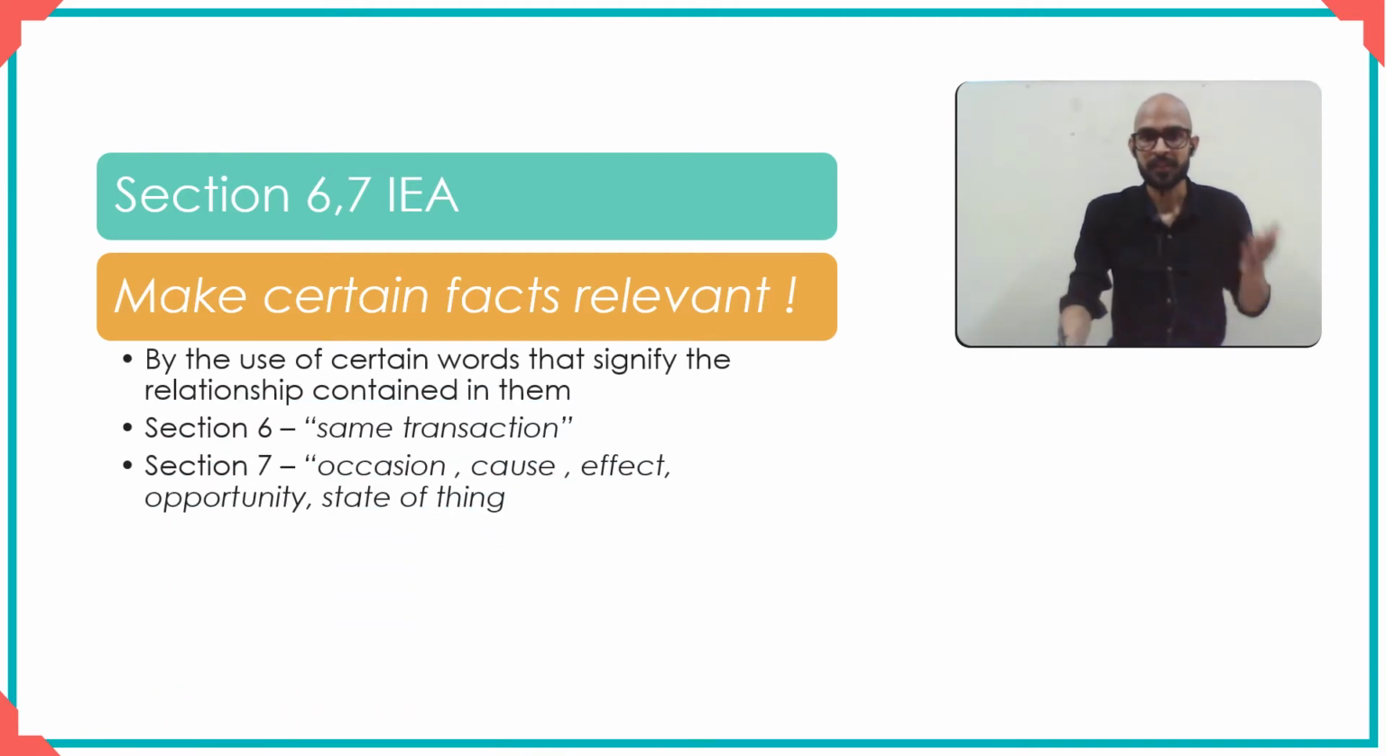Well, in law, it is done by the use of words, right? The words and their ordinary grammatical meaning signify what the contents of those sections are, right? So section 6 gives you the word transaction. So when you have to remember section 6, you essentially remember it as giving you the word transaction. Likewise, when you talk of section 7, then the words that you need to remember are occasion, cause, effect, opportunity, state of things. I've explained this in the previous video. Make sure you watch that.